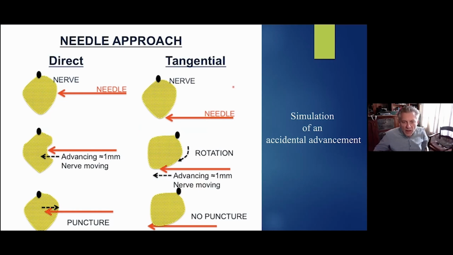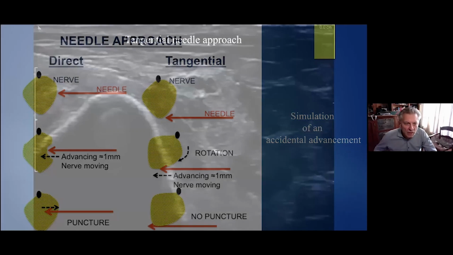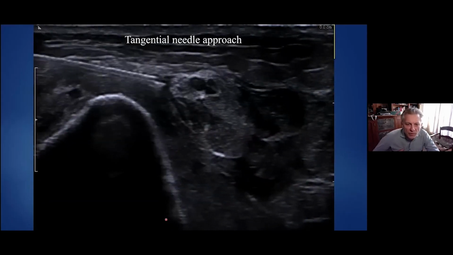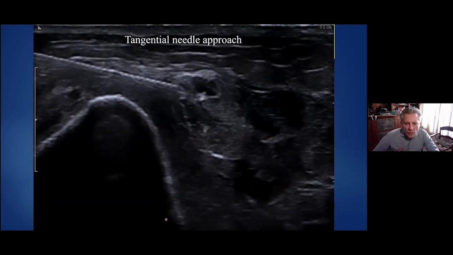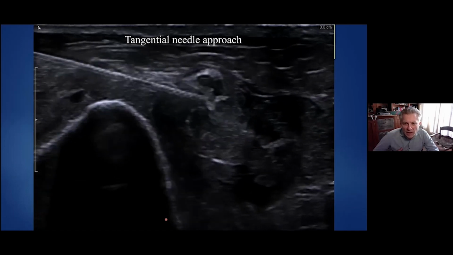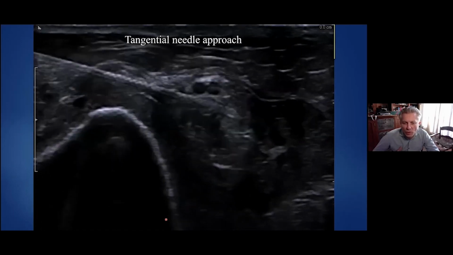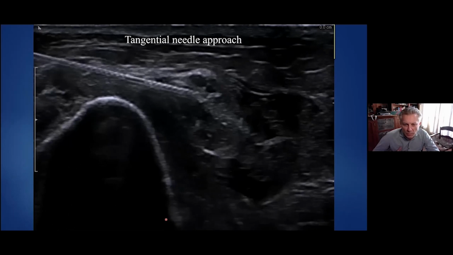When you perform a tangential approach, you put your needle at the edge of the nerve, you advance your needle 1 to 2 millimeters to simulate again that accidental advancement, and you see there is a rotation of the nerve without penetration of the epineurium. This is visible on this movie. We are approaching the nerve, we advance a little bit, and there is a rotation of the nerve without penetration of the epineurium.